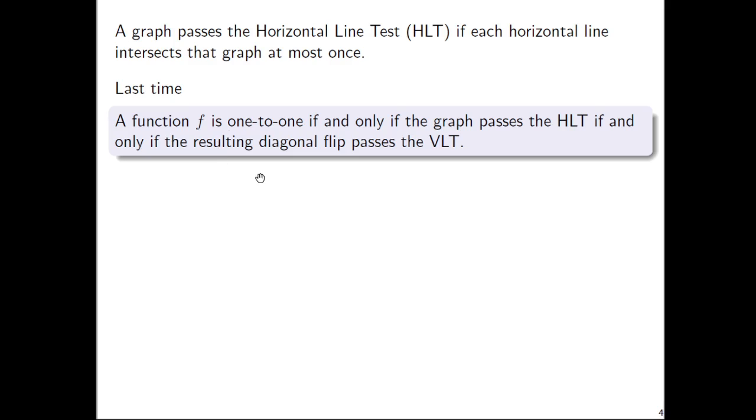A function is one-to-one if and only if the graph passes the horizontal line test, if and only if when you diagonally flip, the new picture passes the vertical line test. That diagonal flip switches horizontal and vertical, or switches x and y. So that's why prior to flipping, the HLT means after the flip, VLT.